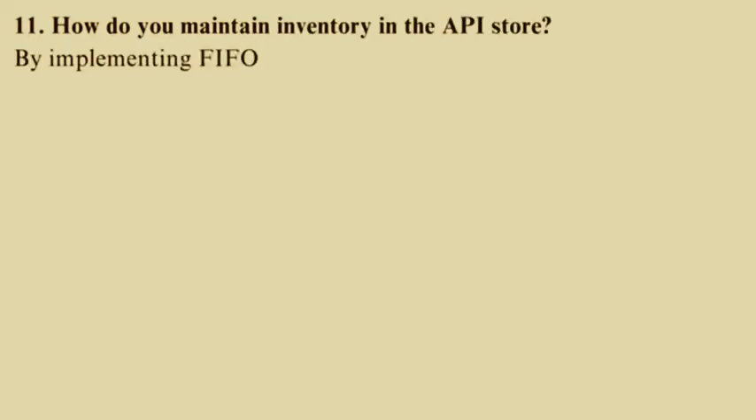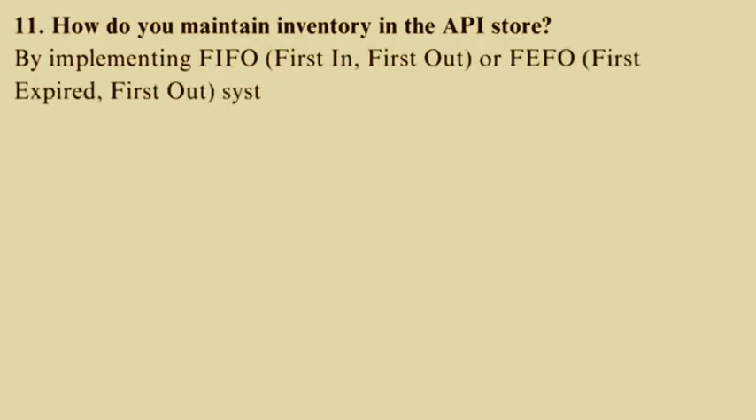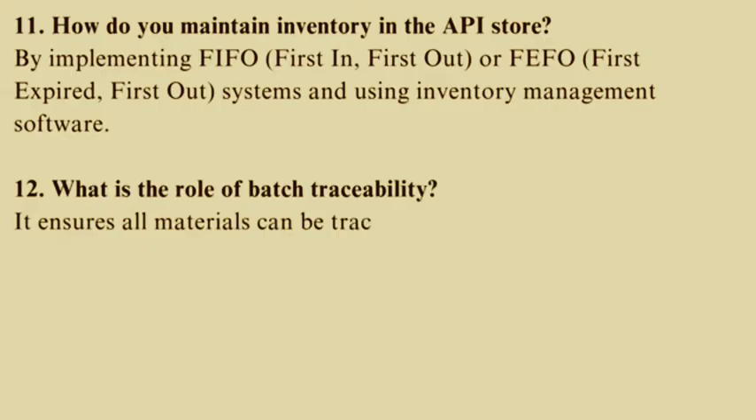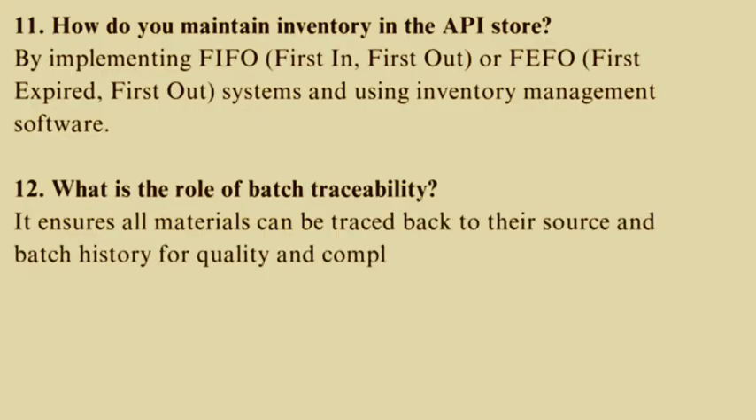How do you maintain inventory in the API store? By implementing FIFO, first in, first out, or FEFO, first expired, first out, systems and using inventory management software. What is the role of batch traceability? It ensures all materials can be traced back to their source and batch history for quality and compliance.